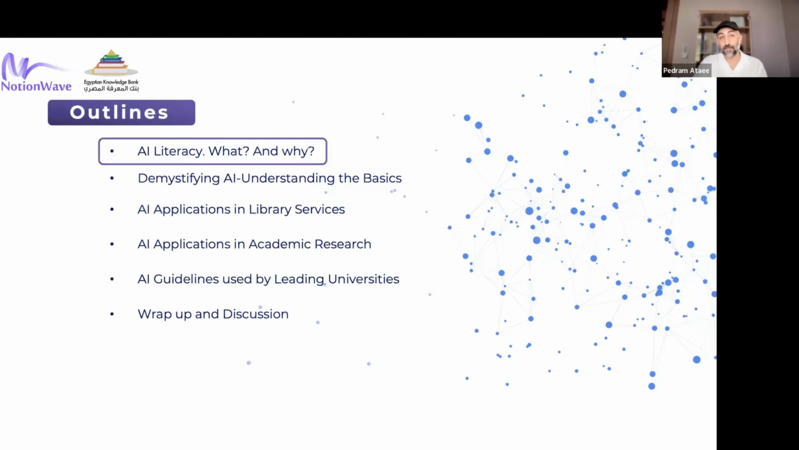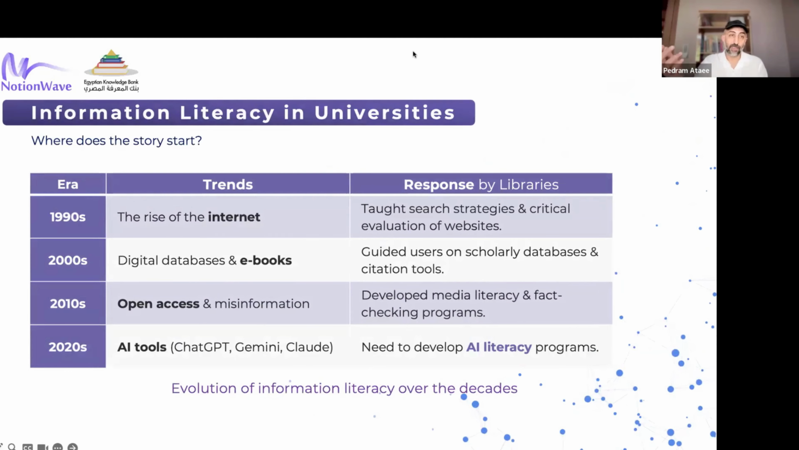So let's start with the definition of AI literacy and why it matters. The whole story starts from the 1990s when the internet rose and academia and libraries started adopting the technology and teaching their library users how to search and how to criticize and evaluate websites and digital content. In 2000, digital databases and ebooks rose, and libraries started guiding their users about how to evaluate, how to cite, and how to access these digital ebooks.